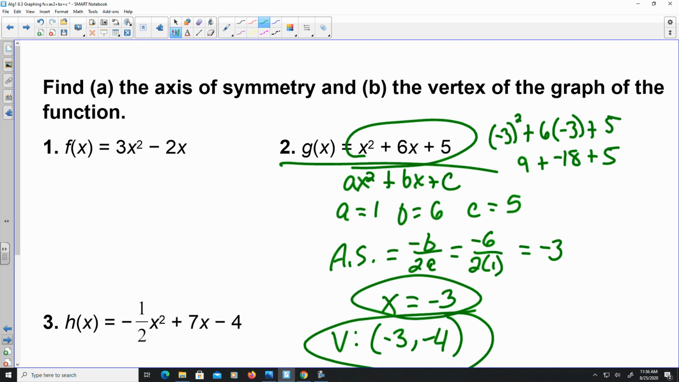Again, I encourage you to check questions 1 and 3 here. If you are struggling or are unsure if you got the correct answer, please comment down below.